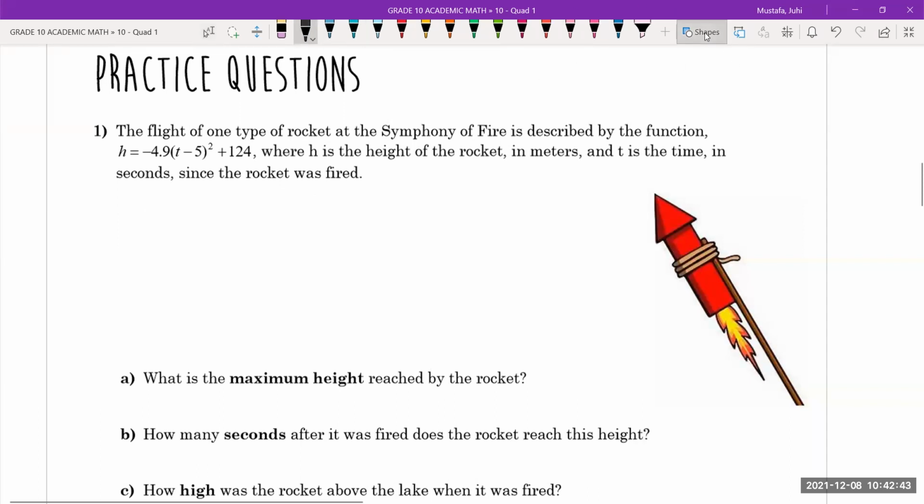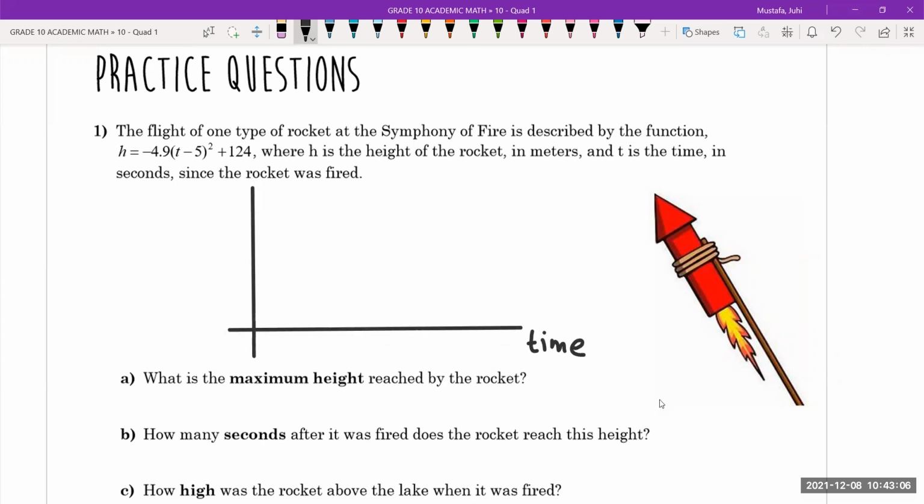Let's draw a little picture to see what is happening. So I'm going to have my y-axis here. I'm going to have my x-axis here. And I told you guys that if we have time, it's always going to go on the x-axis. So I'm just going to label this time. And if we have height, it's always going to go on the y-axis. And by the way, the time is going to be measured in seconds. And in this case, honestly, I just don't have enough room, so I'm just going to write it over here. Height is going to be measured in meters.